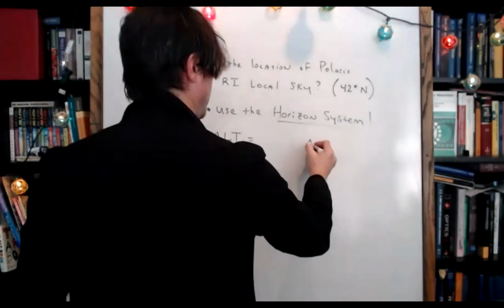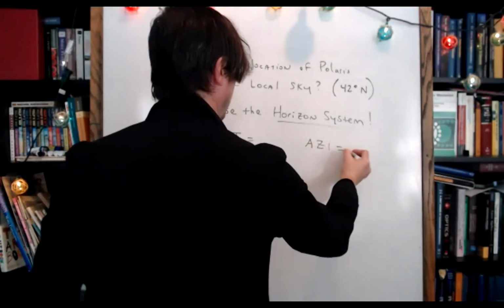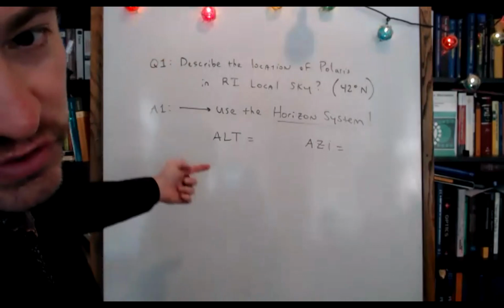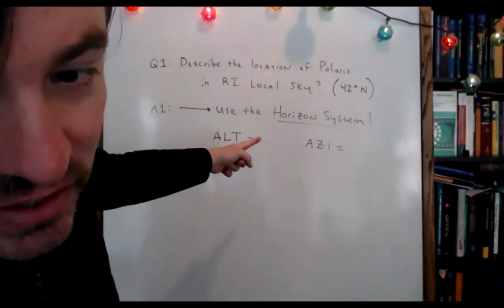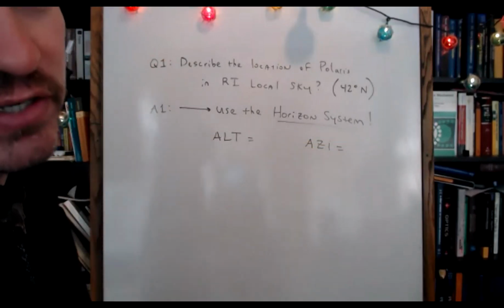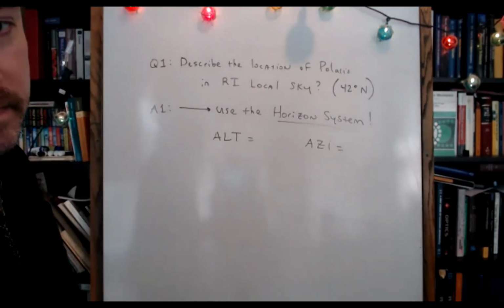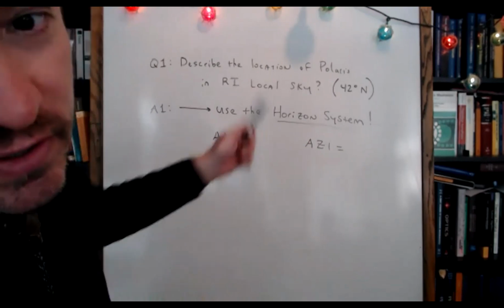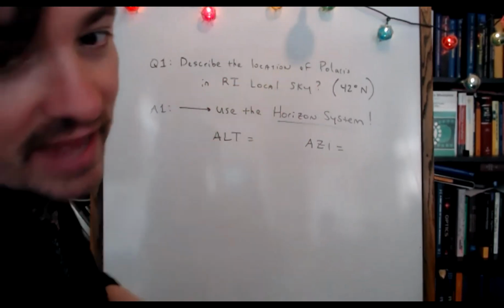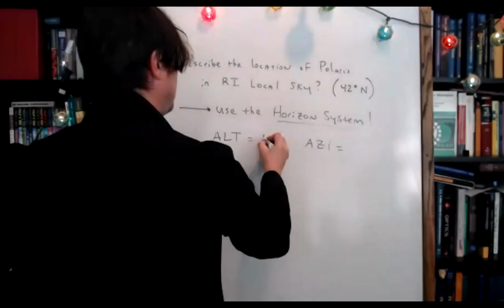Good. In other words, Noah, what I'm looking for in this question is an altitude and an azimuth. I want two numbers. So would 42 degrees be the altitude? Hell yeah, because you just learned that the altitude of Polaris is equal to your latitude. Very good. What about the azimuth?